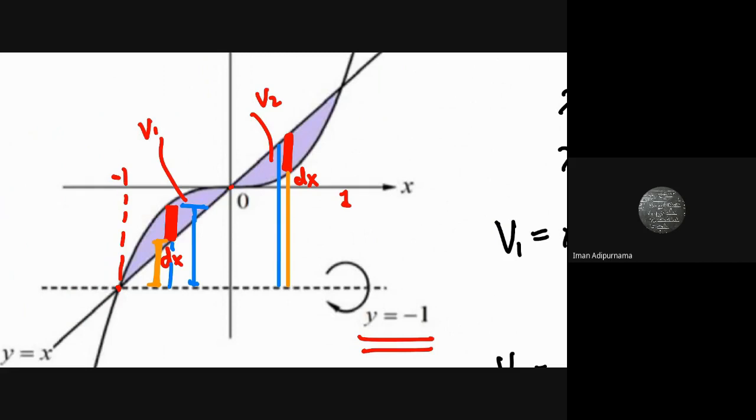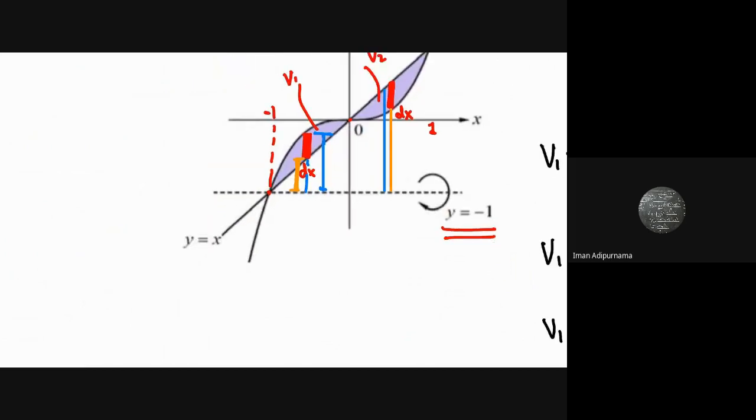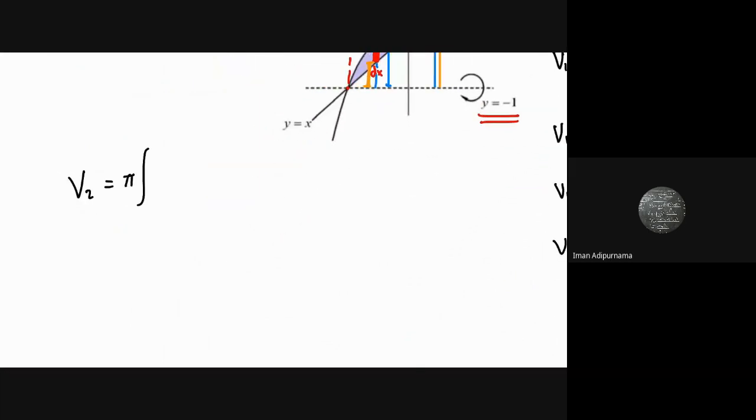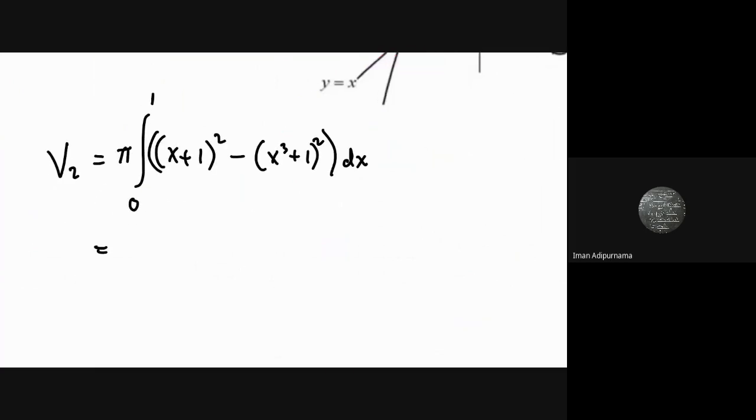So the first one is x plus 1. Let me write here. This is now from 0 to 1. This is x plus 1 squared minus the second one, the x cubed, the yellow one here. So x cubed plus 1, squared. So we are going to evaluate this: x squared plus 2x plus 1, minus x to the 6 plus 2x cubed plus 1. So we will have similar forms, but not equal, but similar.